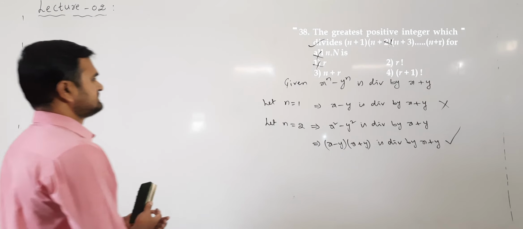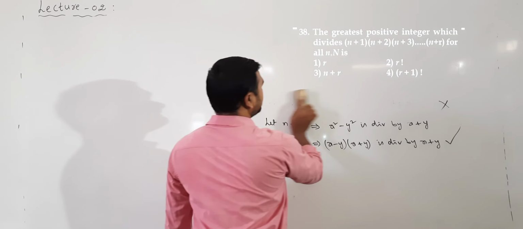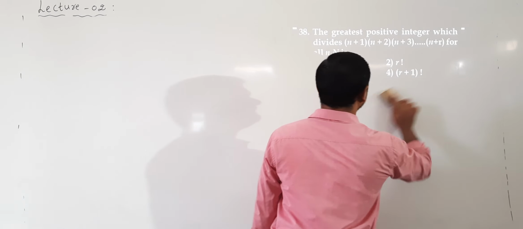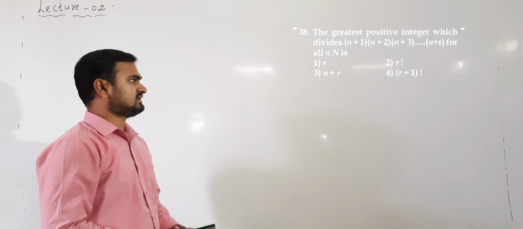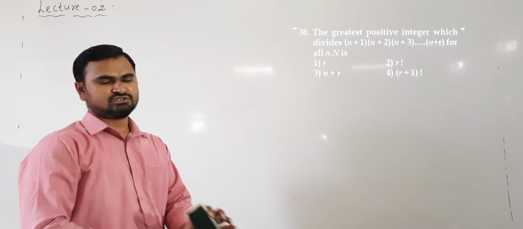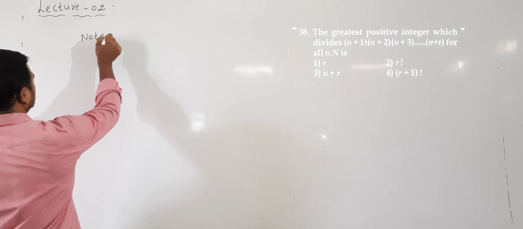The next question is: the greatest positive integer which divides n plus 1 into n plus 2 into n plus 3 and so on up to n plus r, for all n belongs to N. So for solving this question, we should know one point. Make it a note.